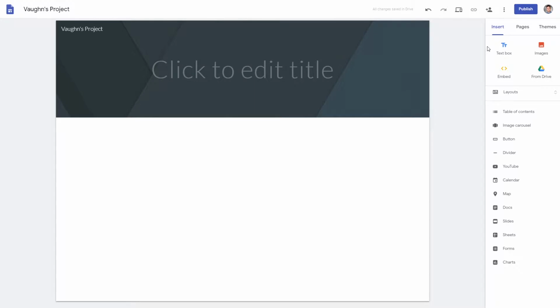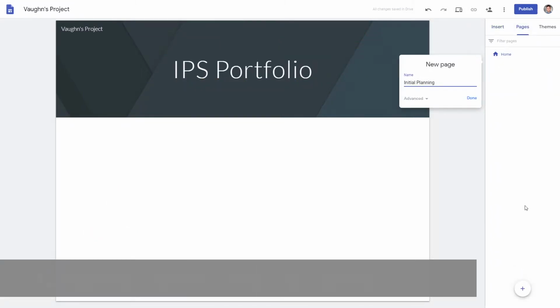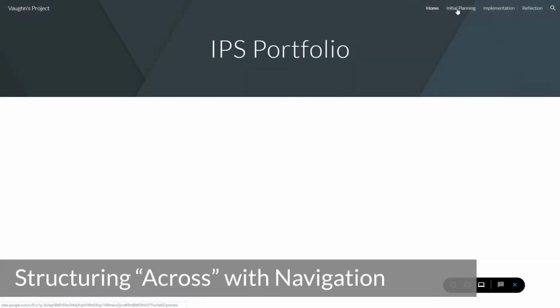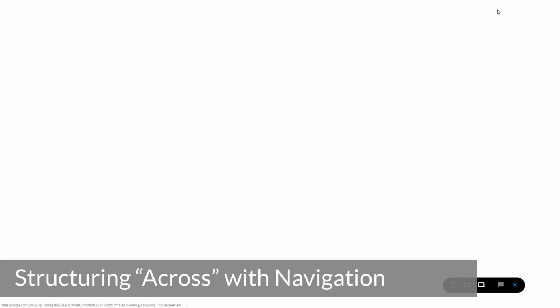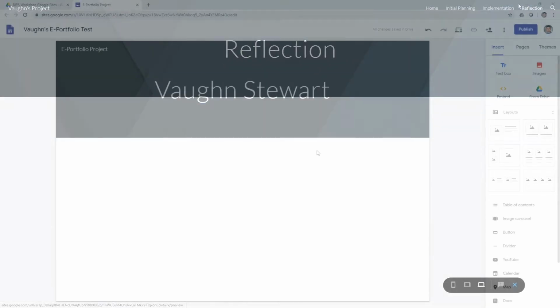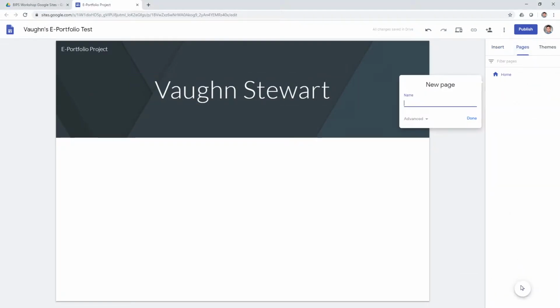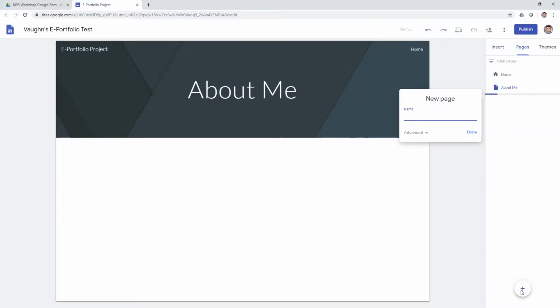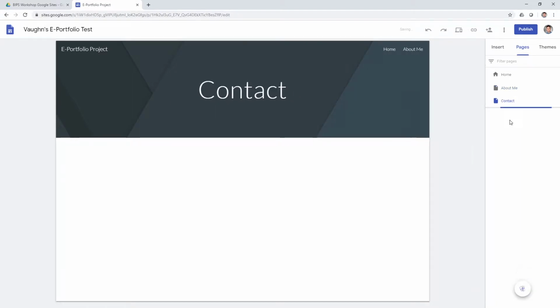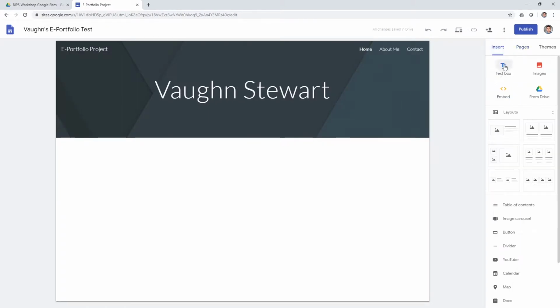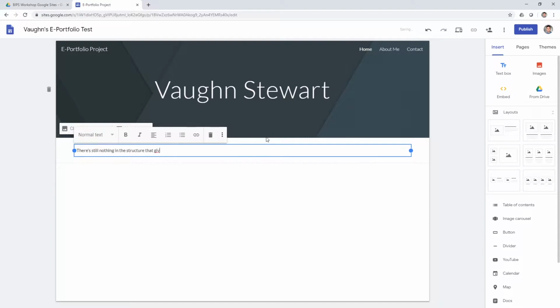Structuring your website successfully requires it making sense both across and down. By across, I mean that the website structure, as expressed in the top navigational bar, makes sense read left to right. For example, if I was creating an e-portfolio about myself and all I had up there was home, about me, contact, there's really nothing in there that gives anyone a sense of who I am or why they should investigate this website. Everything is so generic. It's really a missed opportunity to start communicating what I think is important about me.